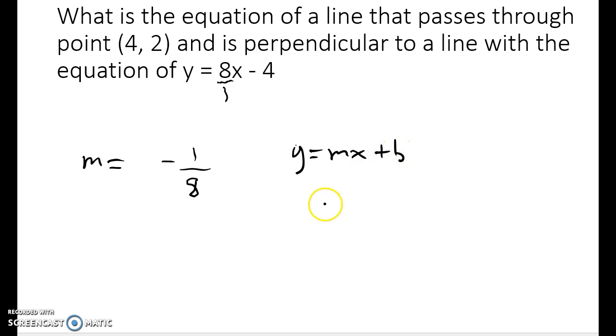Solving for b. Now I'm going to put in 2 for y. I'm going to put in 4 for x. I'm going to put in my new slope. And I'm going to try to figure out what b is. I'm going to go ahead and multiply 4 over 1 times negative 1 over 8, and I wind up getting negative 4 over 8, which is equal to negative 1 over 2, or negative a half.